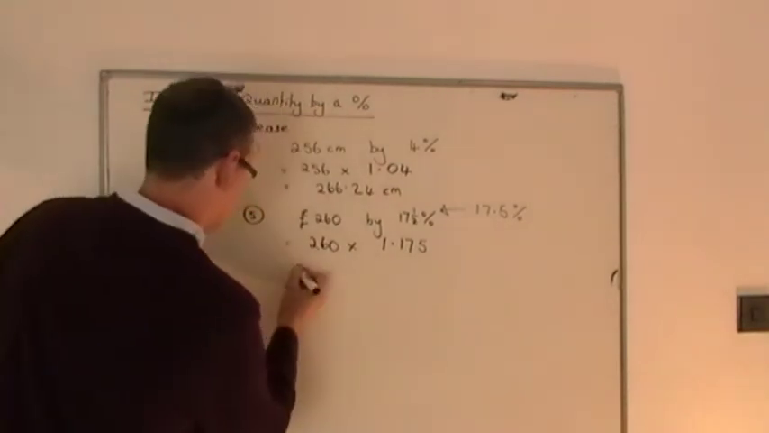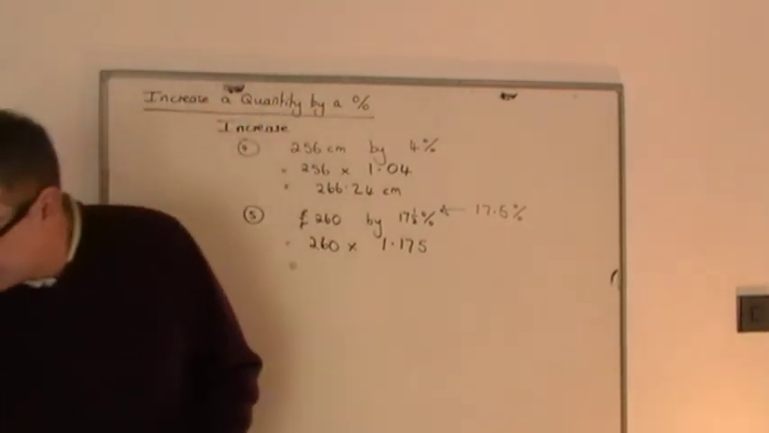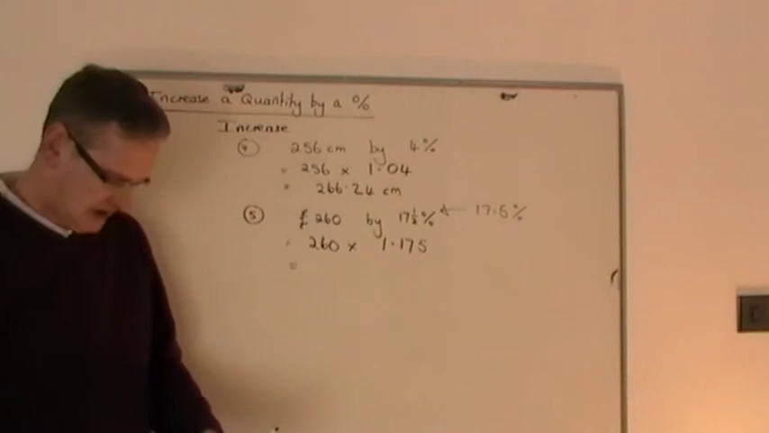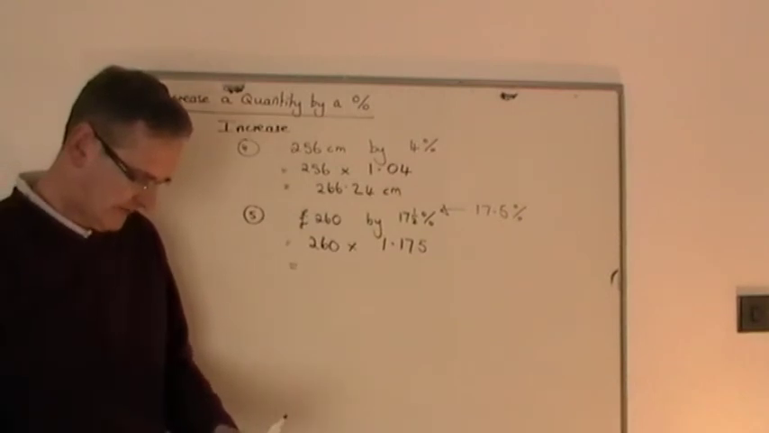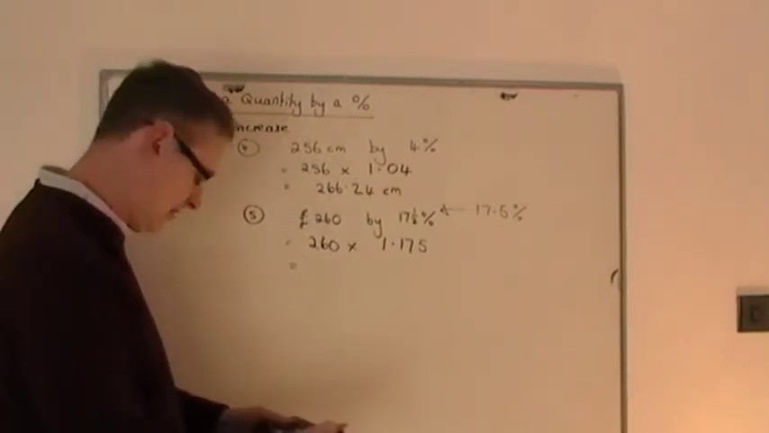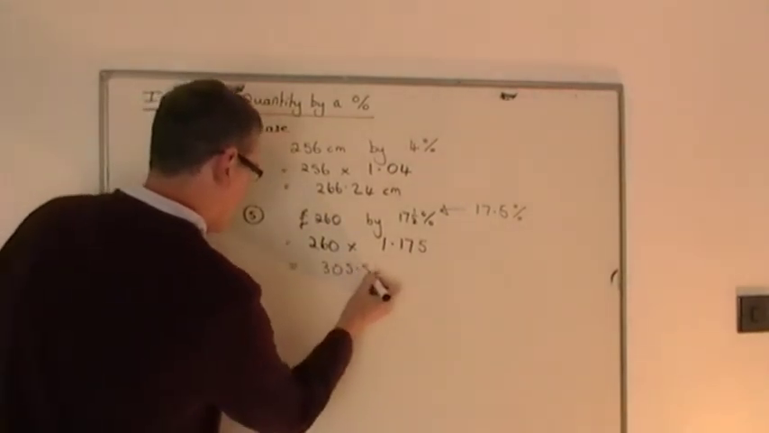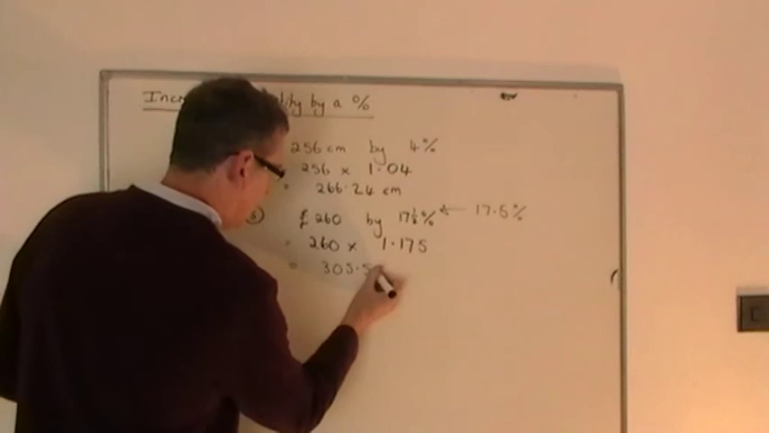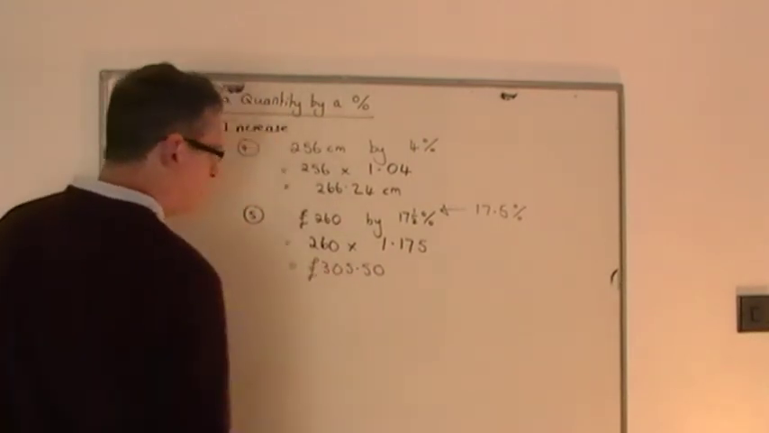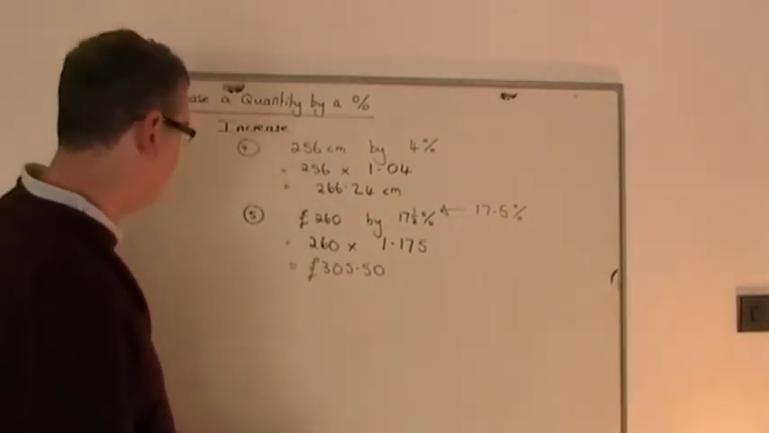So we just reach for a calculator and we get 260 times 1.175, giving you an answer of £305, and it says 0.5. Well, money, you need to add the extra naught, 0.50, £305.50.